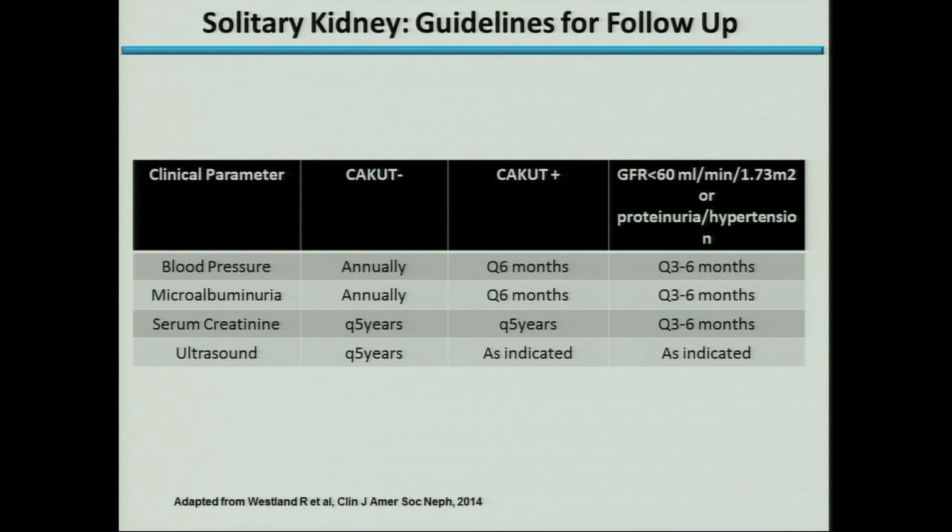If they have concurrent CAKUT, then the thinking is to get a blood pressure reading every 6 months and urine studies every 6 months, with serum creatinine every 5 years and an ultrasound as needed. If they have any reduction in their GFR or proteinuria or hypertension, they should be followed a little bit more closely, about every 3 to 6 months, for blood pressure, urine studies, and serum creatinine. This table is definitely very modifiable, and every patient really needs to be taken individually.